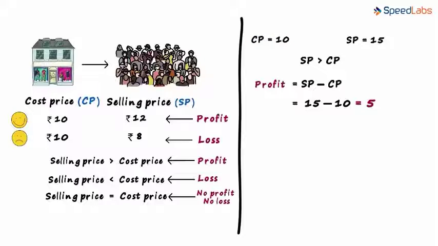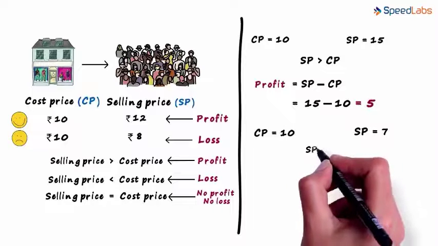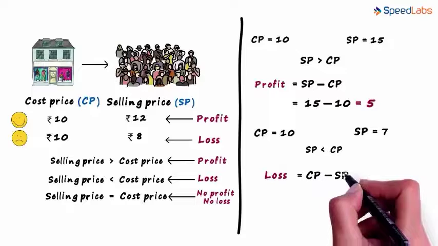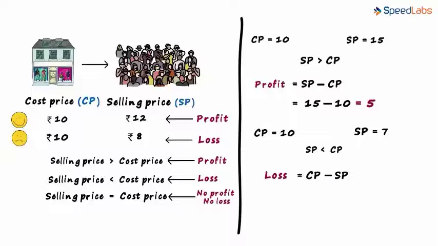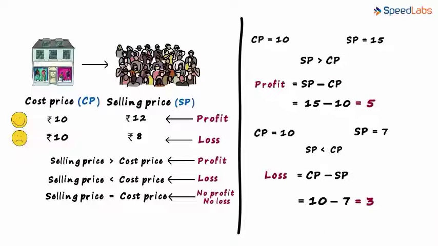Now assume the cost price is 10 and the selling price is 7. Since the selling price is less than the cost price, we can say that it is a loss. And how is the loss calculated? Loss is equal to cost price minus the selling price. That is 10 minus 7, which is 3. In the first case, we saw a profit of 5. And in the second case, we saw a loss of 3.